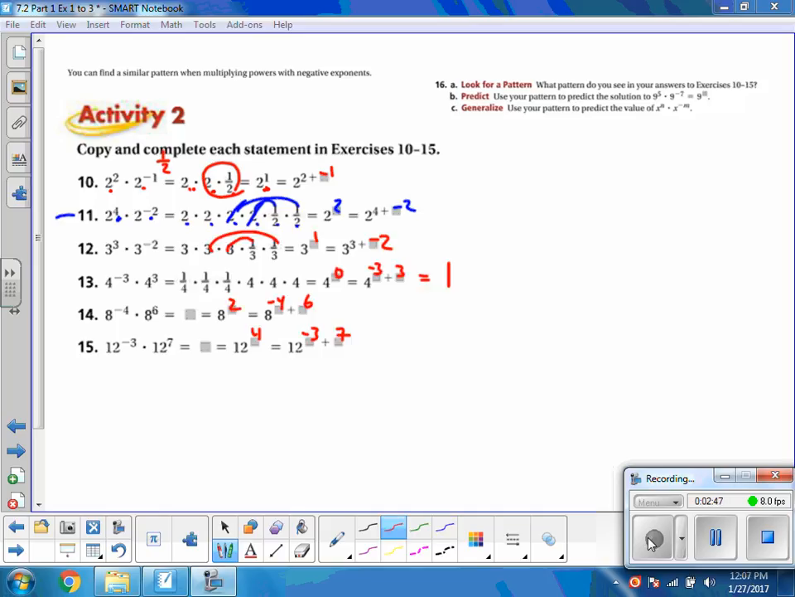All right. Looks like our power rule is still working through these, no matter if my exponent is positive or negative. An interesting one for 13 is I end up with 4 to the 0 power, and anything to the 0 power is 1. There we go.